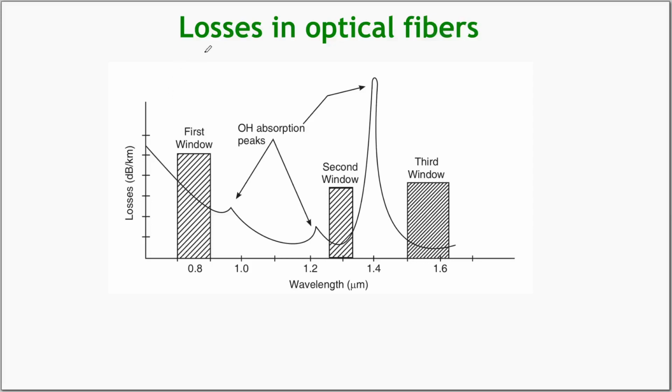Hello, welcome back. In this video we'll discuss the losses in optical fibers. As you know, in the case of optical fibers, the signal in the optical fiber will propagate in the form of light. And as light propagates through the fiber, it suffers loss of amplitude and also change in shape of the signal. The loss of amplitude is referred to as attenuation, and the change in the shape of the signal is called as the distortion.